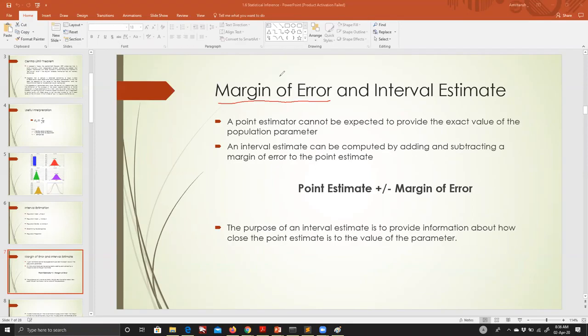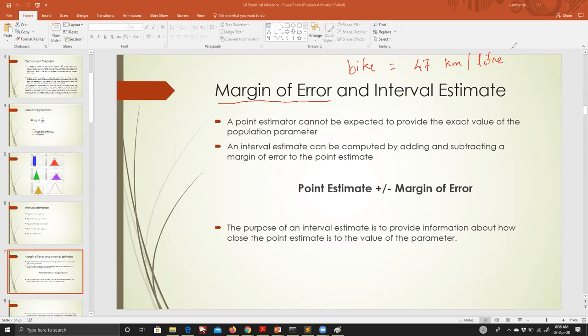So the idea is a point estimator cannot be expected to provide the exact value of a population parameter. So if your bike has a mileage of 47 kilometers per liter of petrol, you cannot always say that whenever you fuel up 1 liter of petrol, it is going to give you exactly 47 kilometers, right? What does 47 kilometers per liter signify? Expected, yeah? It's the average.